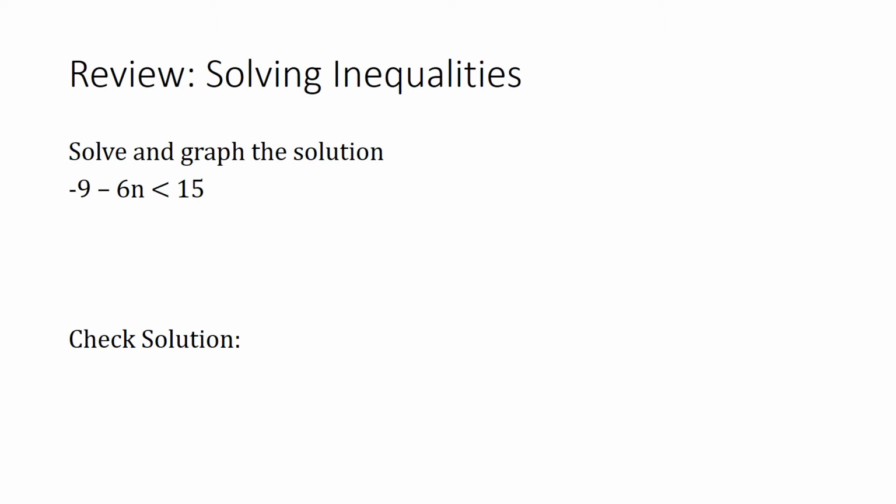So real quick, I just want to review solving inequalities. Remember that when you divide by a negative number, your inequality sign changes. So I'm just going to go ahead and solve this. Negative 6n less than 24, divide by negative 6 on both sides. Because we did divide by a negative, our inequality sign has changed.